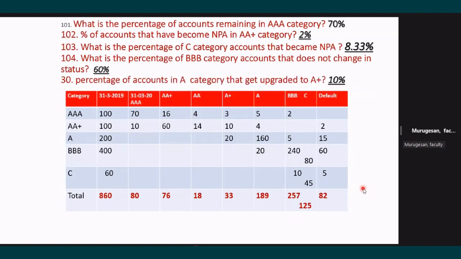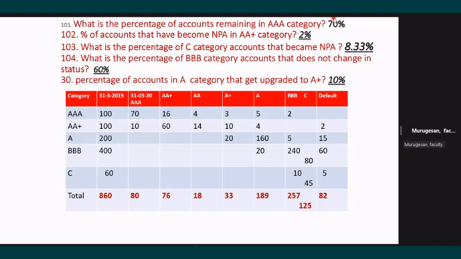Now we look at the questions. Question number 1: what is the percentage of accounts remaining in AAA category? 100 accounts are there. Easy. Here I have given 100, there they may give a different number, but the steps involved are the same. Don't worry. To make it easy to understand, I have given 100. So 100 accounts are there. Now how many accounts still remain in AA category? 70. So 70% remain in the same category.